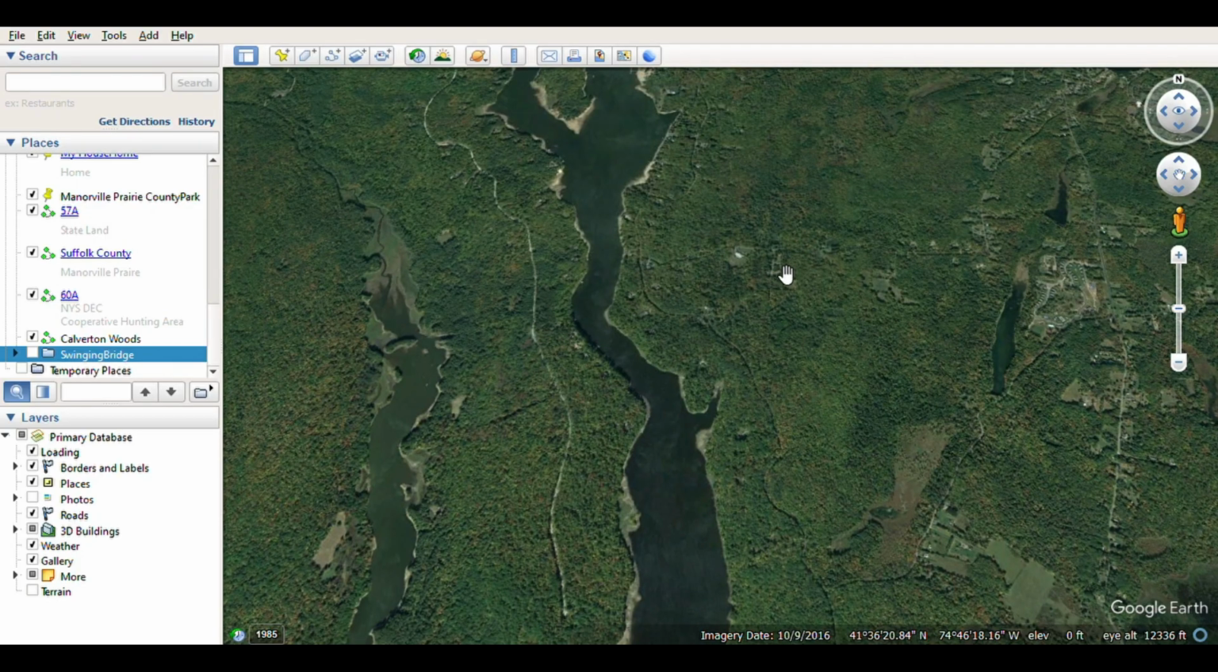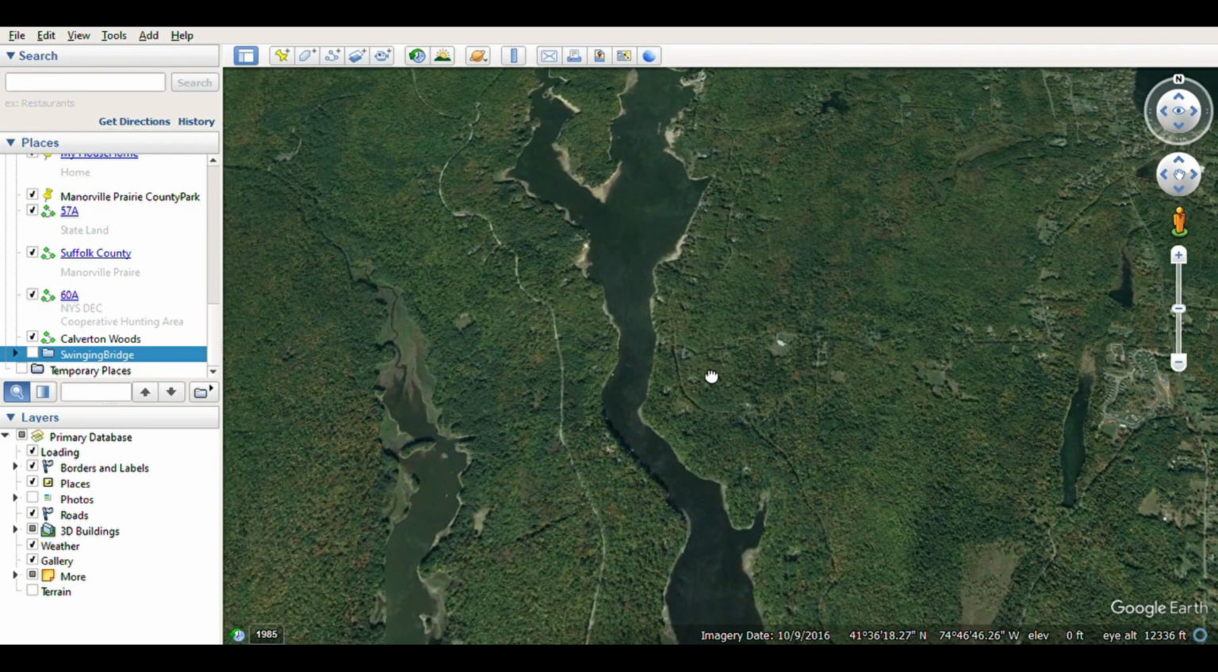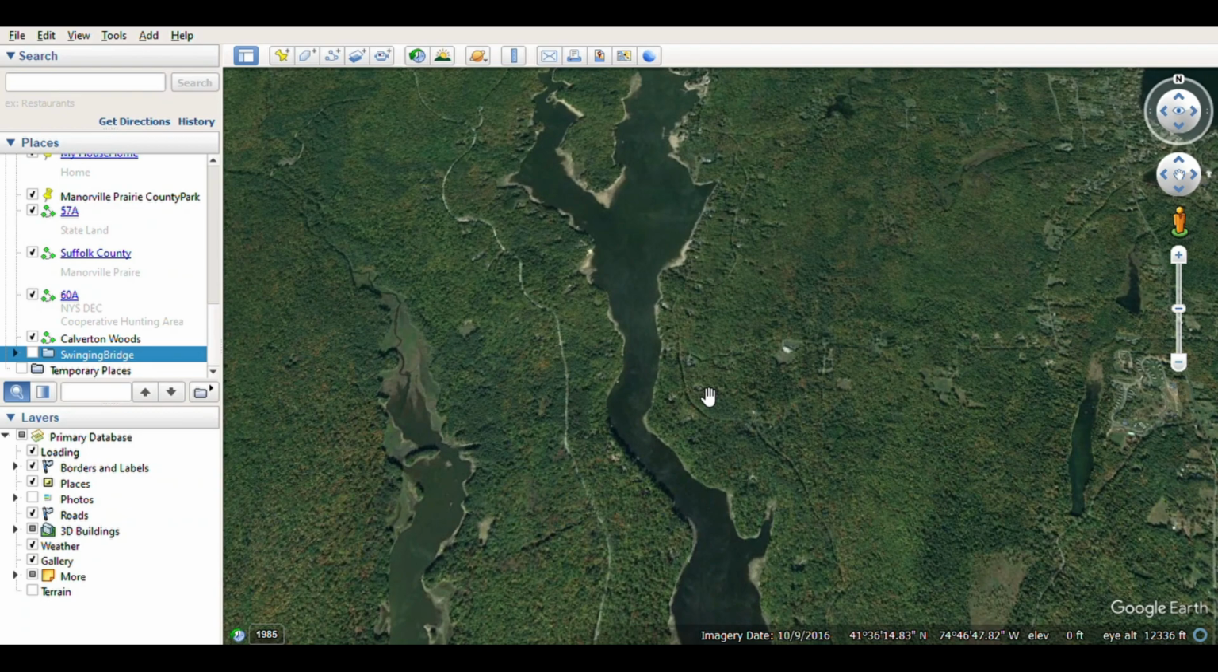Alright guys, so here's Swinging Bridge Reservoir using Google Earth Pro on my desktop or your laptop. This can only be done on the computer, so you have to download the Google Earth Pro app. It is completely free, doesn't cost anything. So here's the Swinging Bridge Reservoir, which is where we had our last tournament.